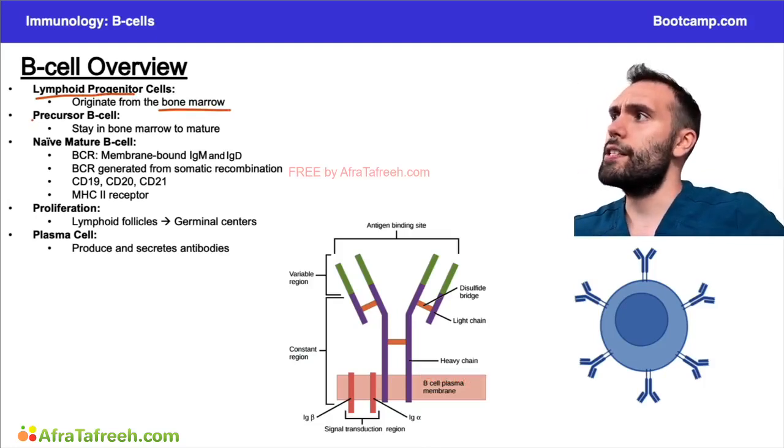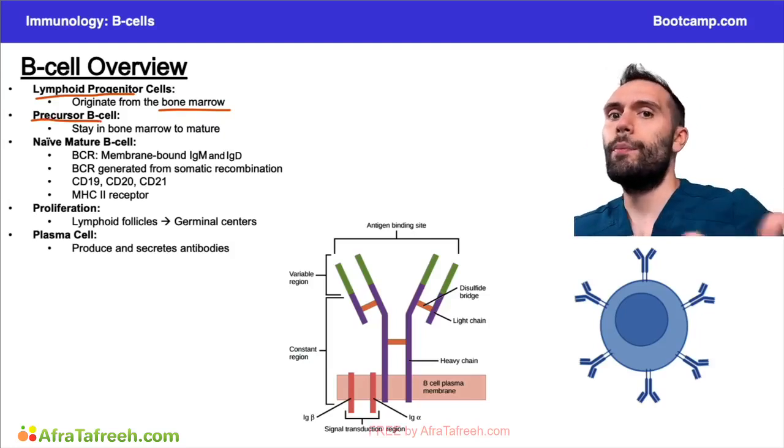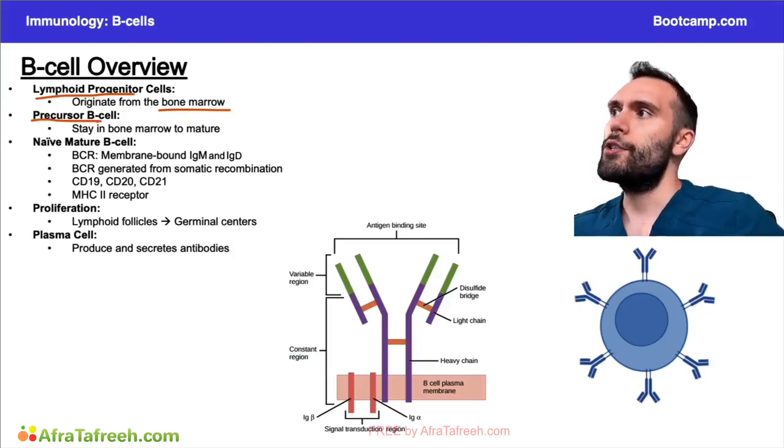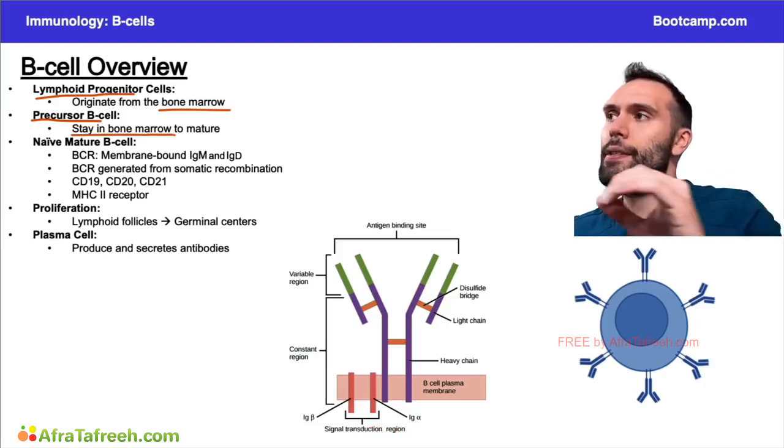Now, the B cells, like the T cells, will also have precursors. The difference is, remember, the T cell precursors are going to get chemokines that essentially cause them to migrate to the thymus, whereas the B cells are going to stay in the bone marrow to mature. That's the key difference. Remember, B for bone marrow, B for B cells, T for thymus, T for T cell.